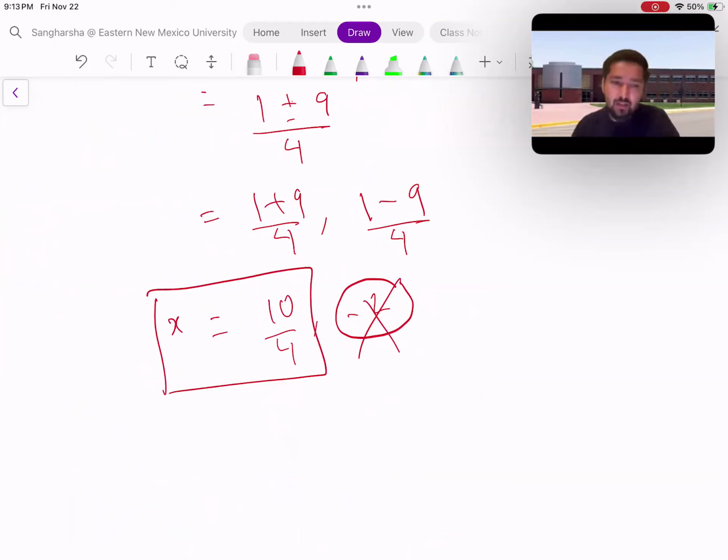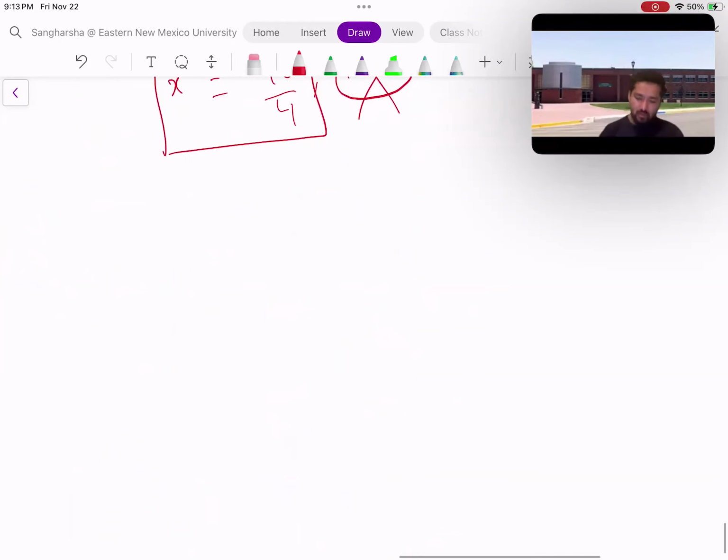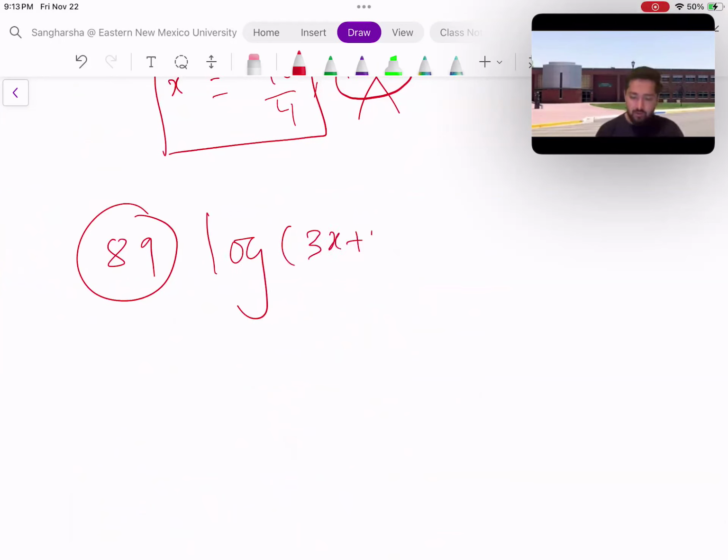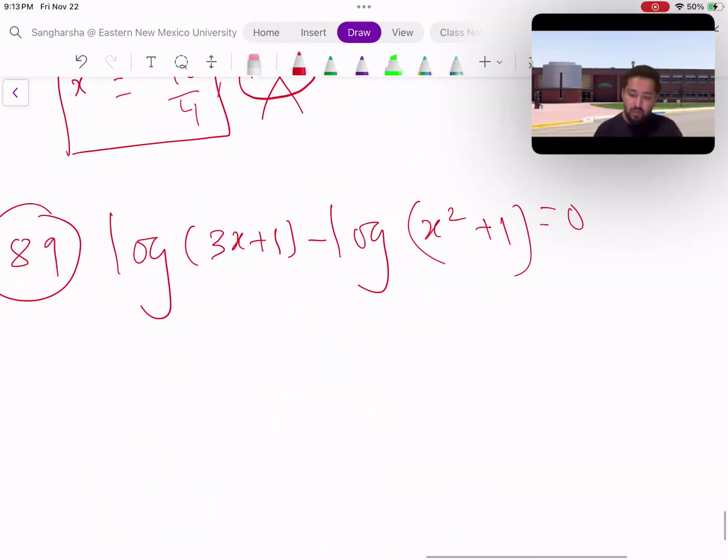Okay. Now let me do 89, and 91 is very similar to 87. So I want you to practice 91. So in 89, we have log of 3x plus 1 minus log of x squared plus 1 equals 0. First step, you are collecting log expressions on one side. That's what we have. Second step, you are rewriting in a single log.